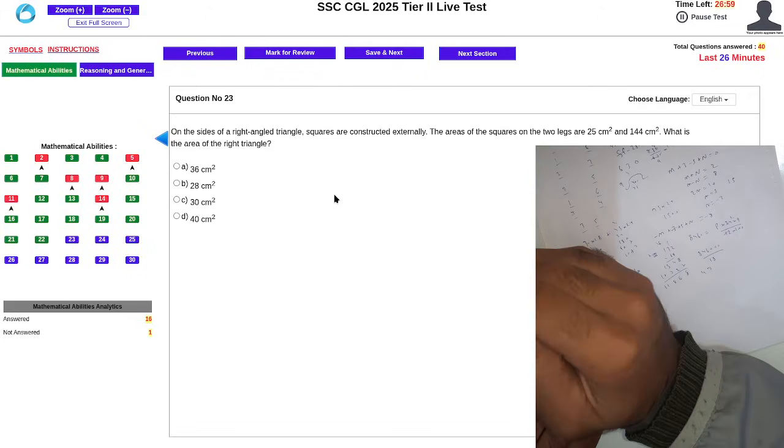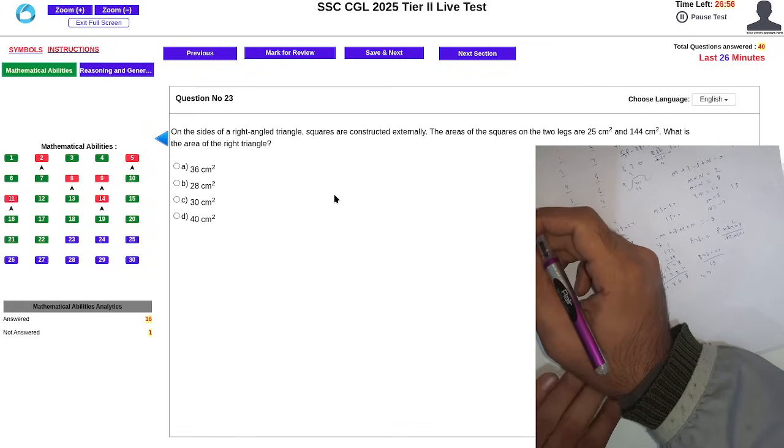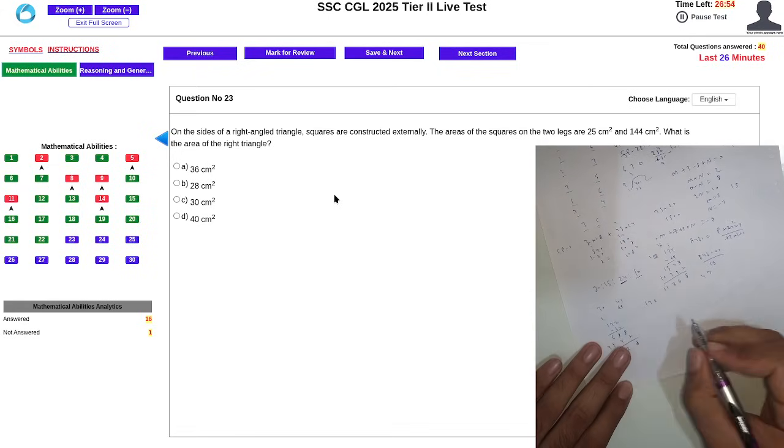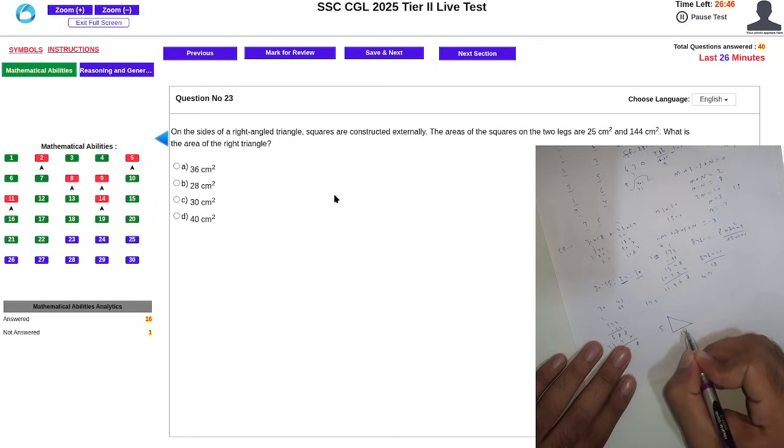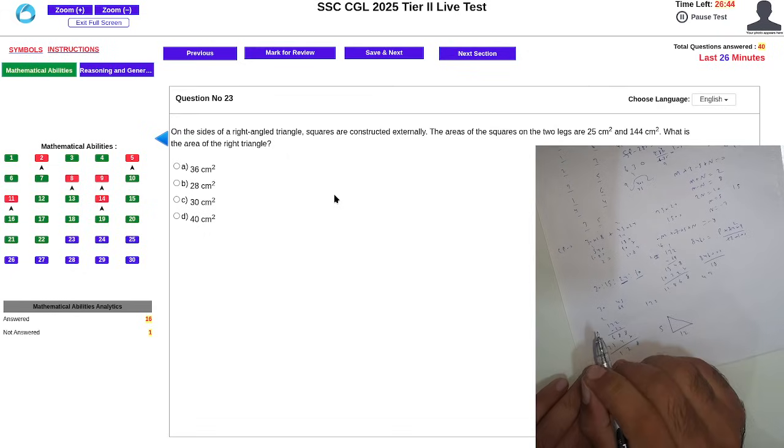On the sides of a right angle triangle, squares are constructed externally on the sides of the right angle. The areas of the squares on the two legs are 5 and 12. What is the area of the right angle triangle? 30.